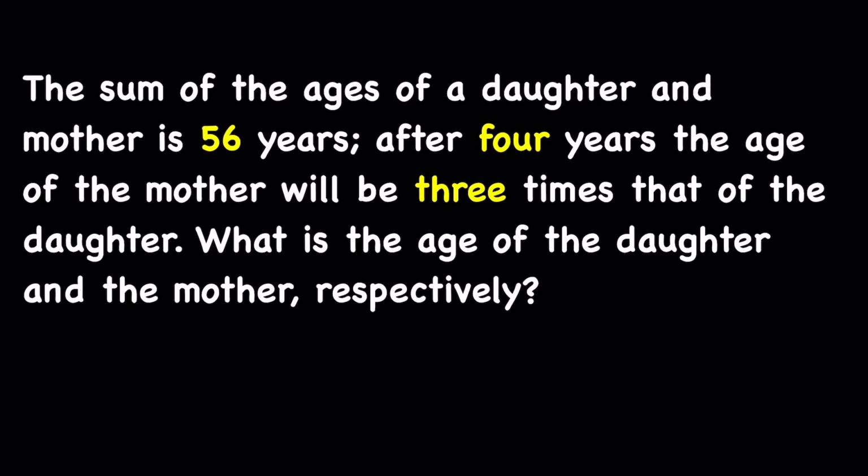The sum of the ages of a daughter and mother is 56 years. After 4 years, the age of the mother will be 3 times that of the daughter. What is the age of the daughter and the mother respectively?